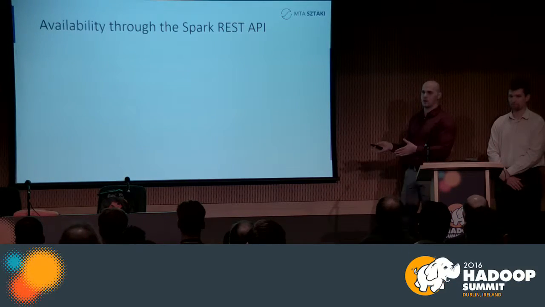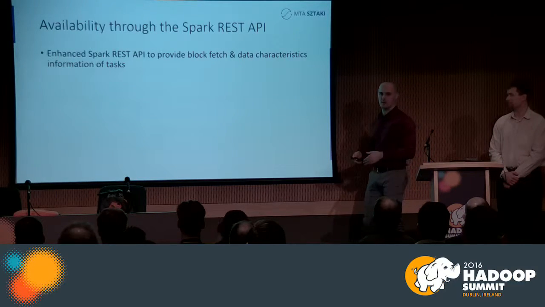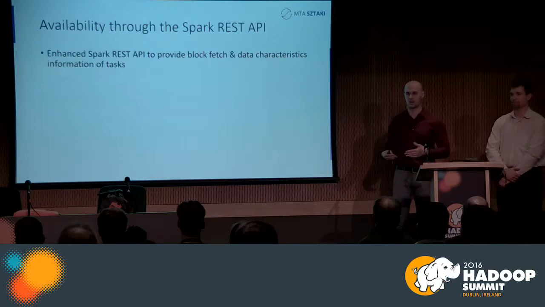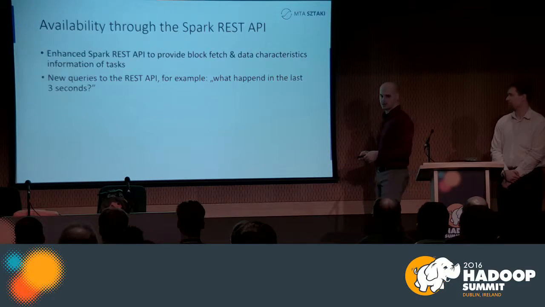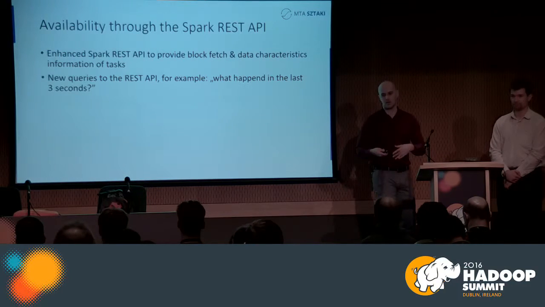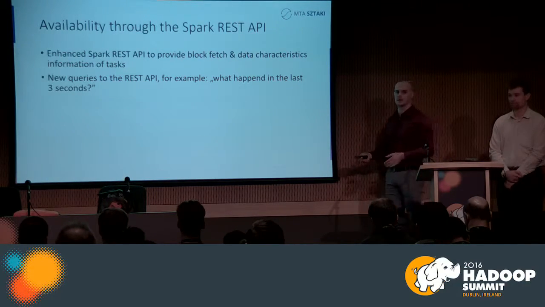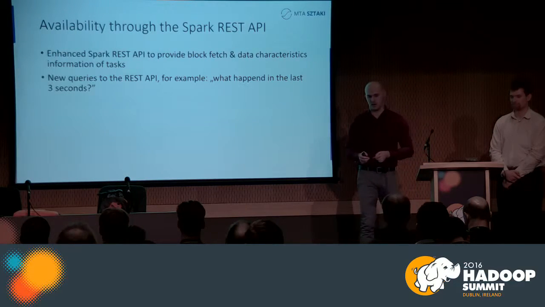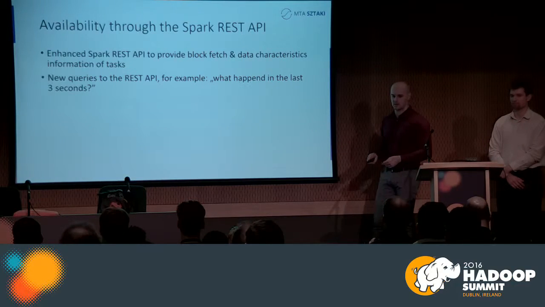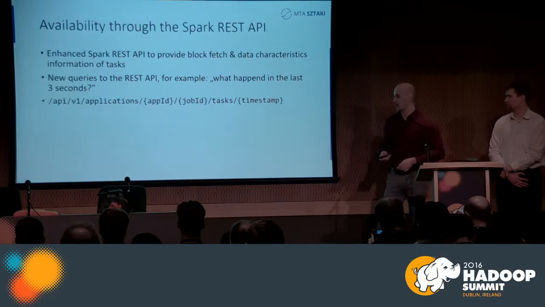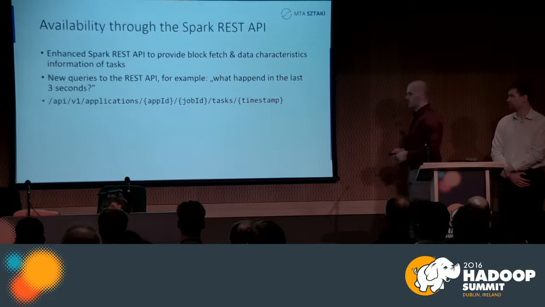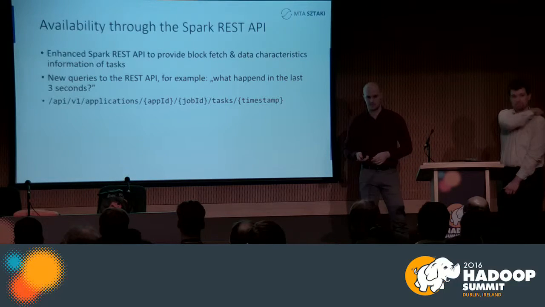For that matter, Spark has a very nice REST API, and we have enhanced the Spark REST API to provide all the block fetch infos, all the data characteristics information of tasks. We have also created new queries, like you can ask, okay, what happened in the last 3 seconds, and you are going to have a bunch of new events coming at you. This is something that the visualization actually does. And this is a very nice example of how such a query looks. It aligns perfectly with the current Spark REST API.